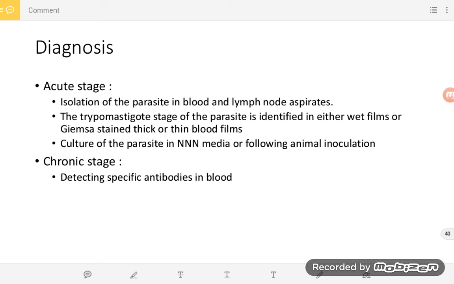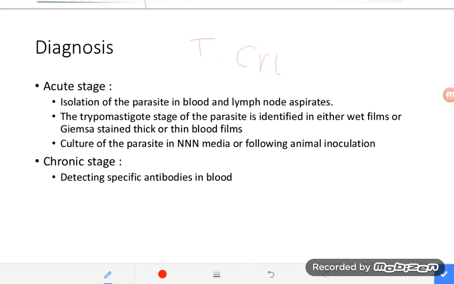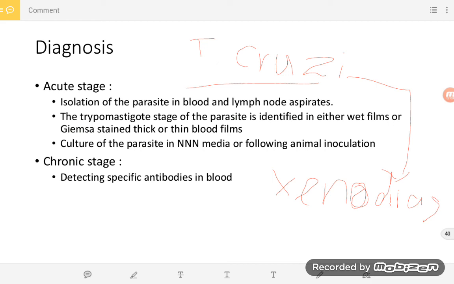But in the case of Trypanosoma cruzi, you can use a special diagnostic method, xenodiagnosis. So what is xenodiagnosis? It means if you suspect a person has Trypanosoma cruzi, we take blood or a specimen from that suspected patient and feed it to the vector. What is the vector here? Bugs. So we can inoculate it into the bug, and we have to wait a few days.